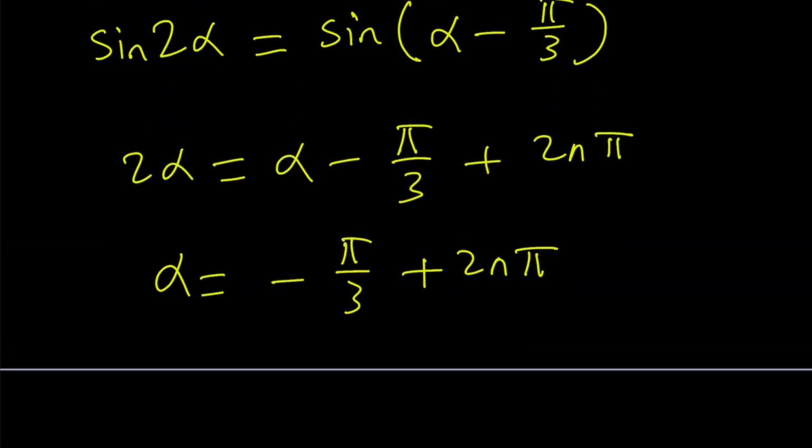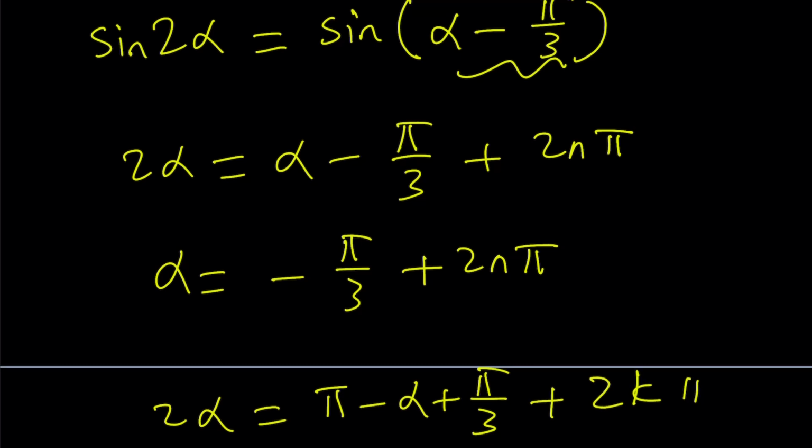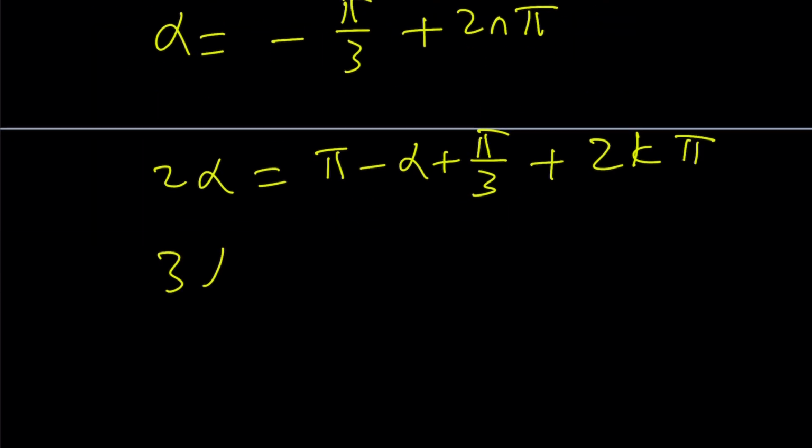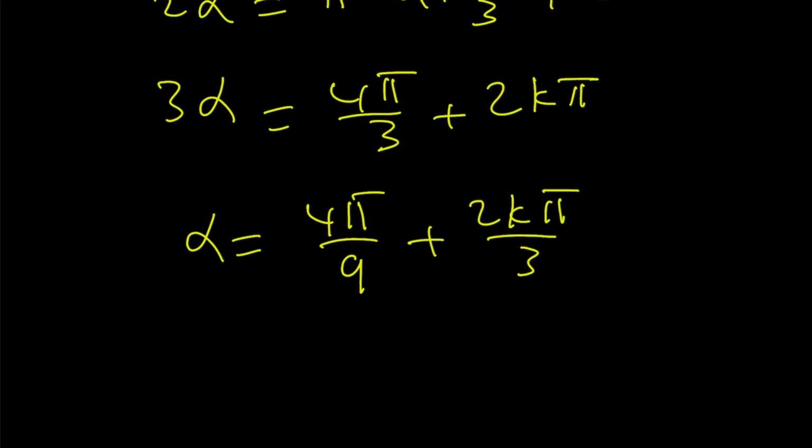And of course, there are other solutions that you need to consider. For sine, we can subtract this from pi, because first and second quadrant, remember that. And then we're going to get something like this. And from here, if you put everything on the same side, you're going to get 3 alpha equals 4 pi over 3 plus 2k pi. And after division by 3, you're going to get alpha equals 4 pi over 9 plus 2k pi over 3. And by changing the values of k, an integer, you can get different solutions. Okay, you get the idea?